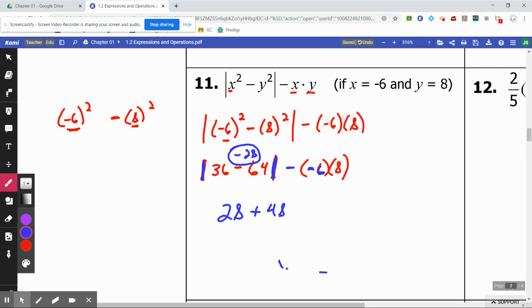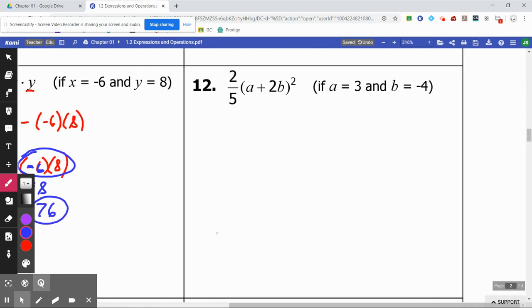A lot of people will leave this negative sign here, and they'll multiply this times this, and they'll have negative 48. If you do it the way I showed you, you don't have to do that extra step of changing the two minuses to a plus, but you would have 28 plus 48, which is 76.